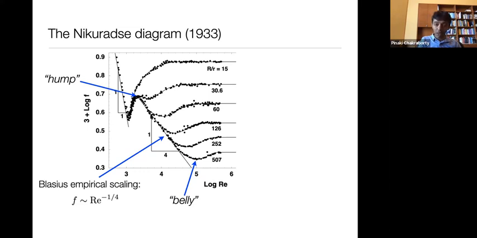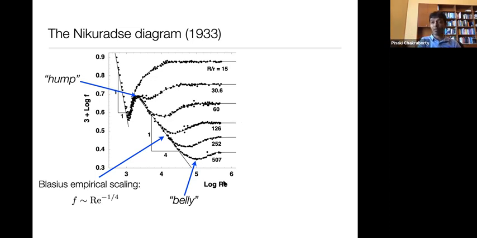I continue along this power law up to different Reynolds numbers. And basically, as I keep making my pipe smoother, I keep going further and further down the Blasius scaling. And at some point, I separate out from the Blasius scaling and go through this minimum. And this minimum, we are calling the belly. And finally, when the Reynolds number is very large, we reach an asymptotic state where the friction does not depend on the Reynolds number anymore.